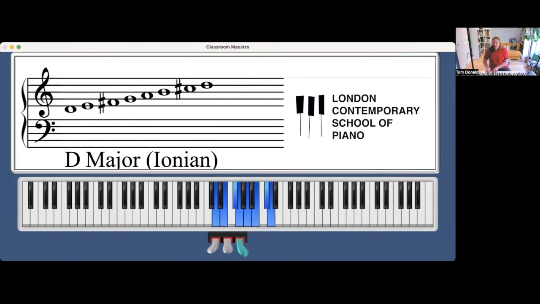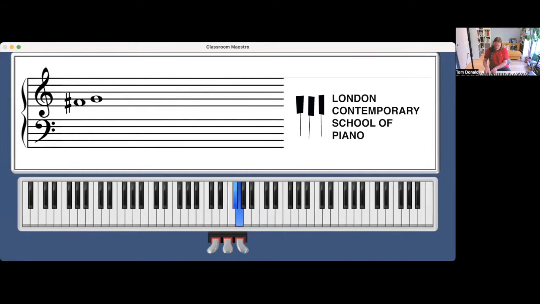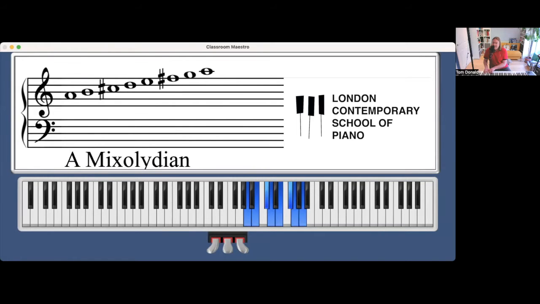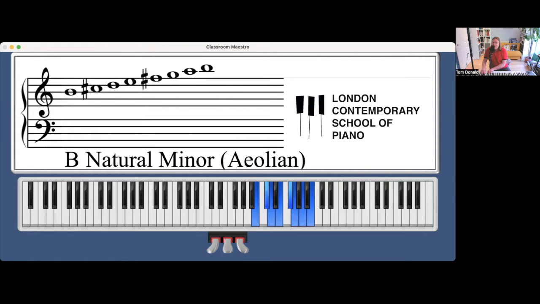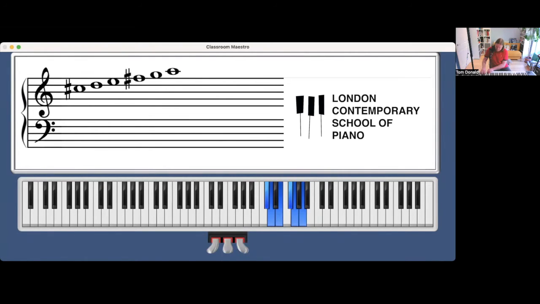This is our D major scale. So if I start on its second note, this is a Dorian on E, a Phrygian on F sharp, a Lydian on G, I'll do that one again, a Mixolydian on A, a natural minor on B, an Aeolian, and a Locrian on C sharp.